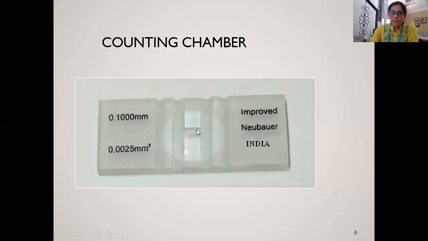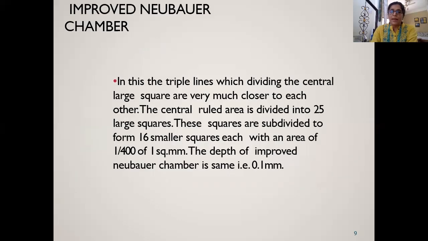This is the part where we keep the cover slip. And once we keep the cover slip here, with the help of the tip of the pipette, we bring it here and just touch a drop of the mixed blood and dilution fluid, and it spreads all across this counting area, forming a thin layer by capillary action. And now we move ahead with the counting process under the microscope. So what is the speciality of this improved Neubauer's counting chamber? In this, the triple lines which divide the central square are very much closer to each other.